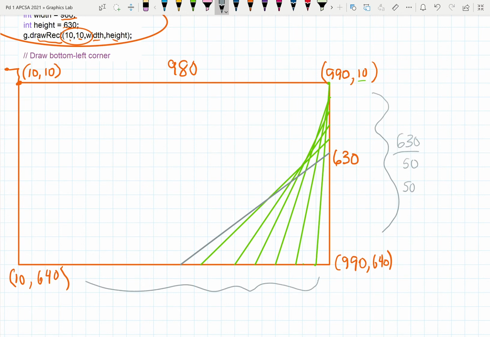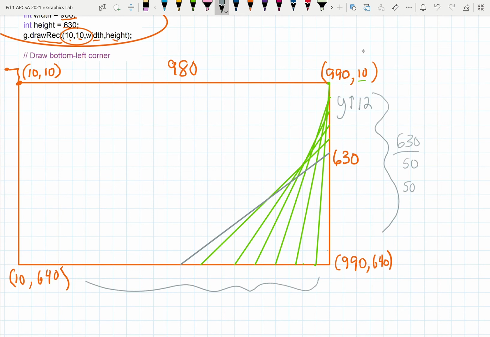So I can say, well, I'm going to go up by 12 or I'm going to go up by 13. I'm not going to go up by 12.6. So let's say my y-coordinate is going to go up by 12. Okay, and it will leave a slightly larger gap down at the bottom, but that's okay.